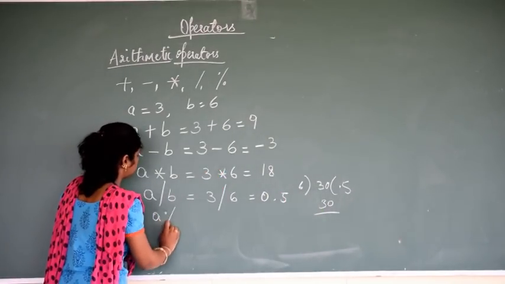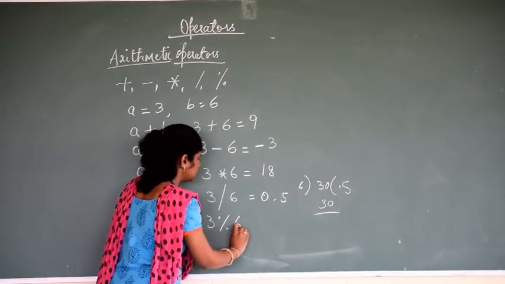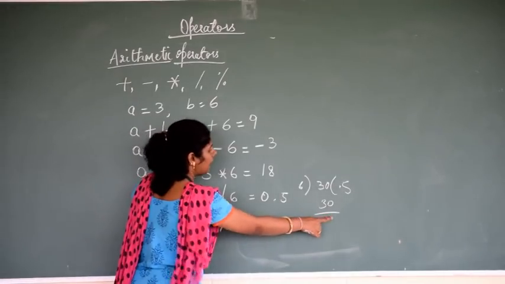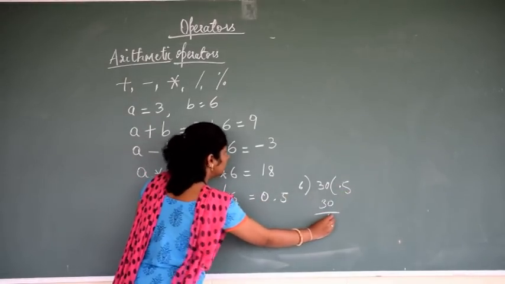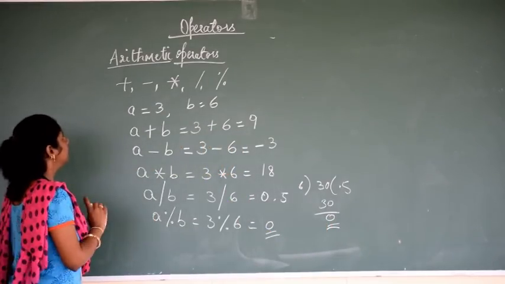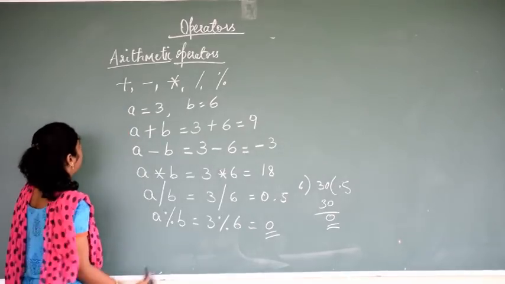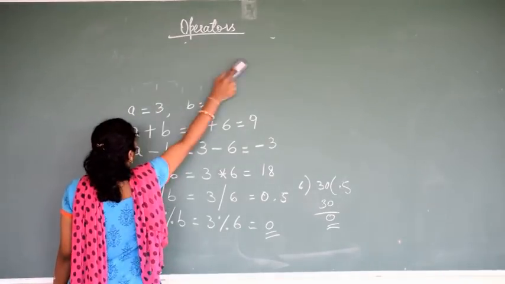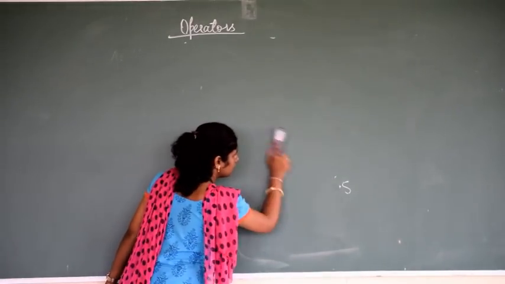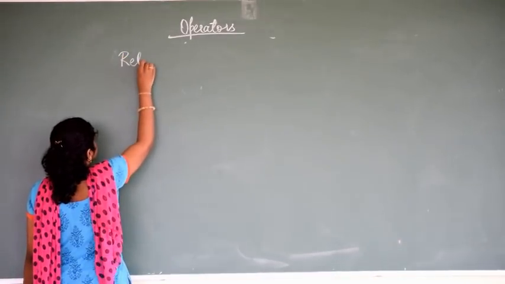Then the fifth arithmetic operator is modulo. 3 modulo 6. In this case, it will always give the remainder, not the quotient. The remainder of this will be equal to 3. These are arithmetic operators and the examples for arithmetic operators. The next type of operator is relational operators.